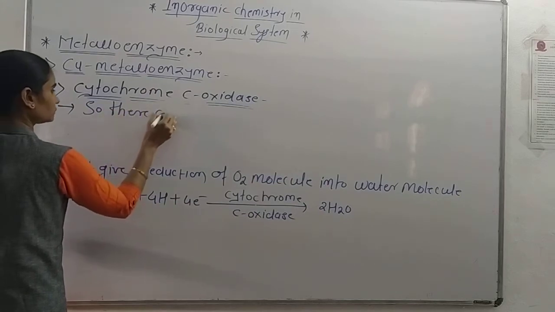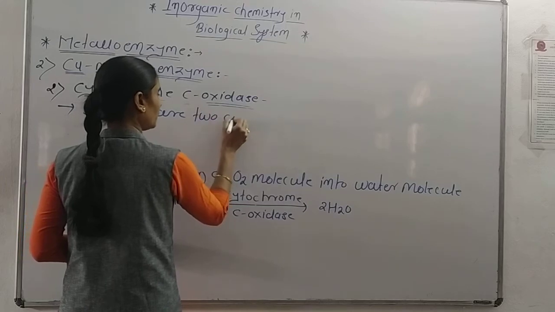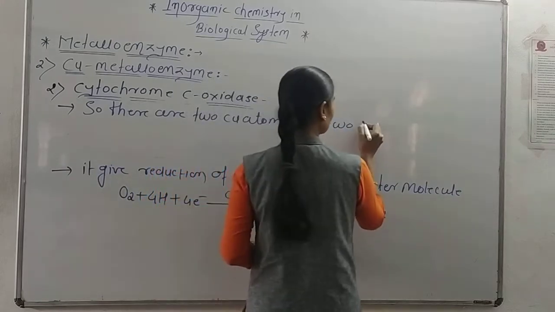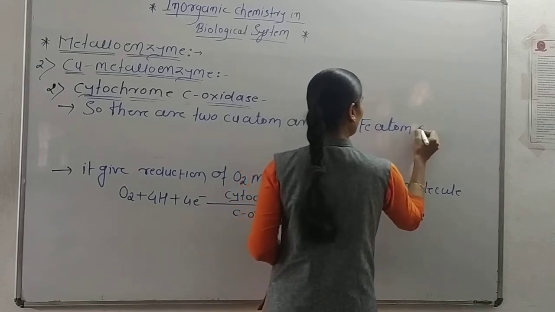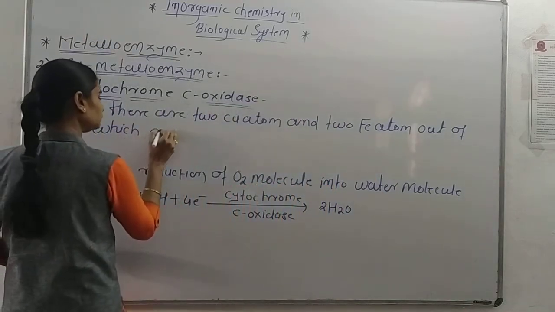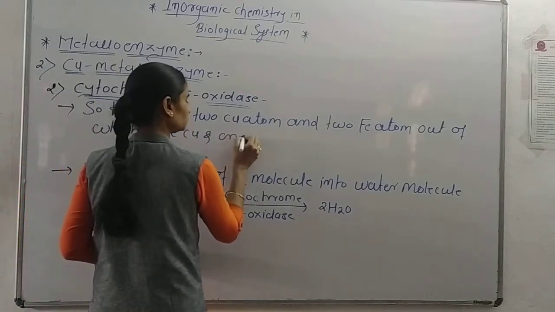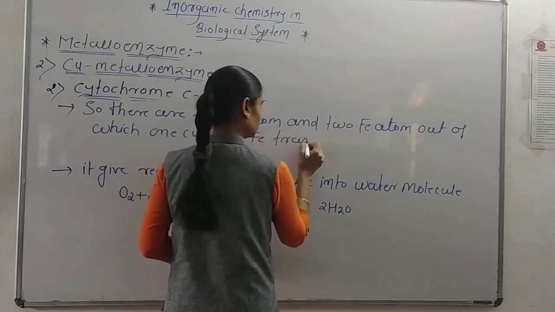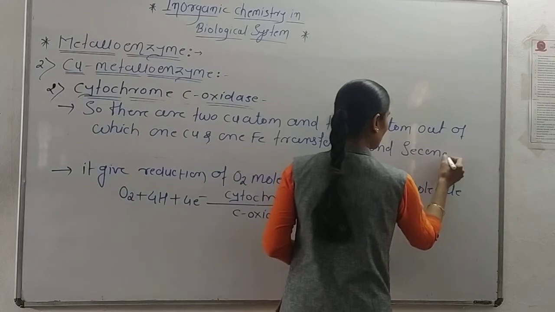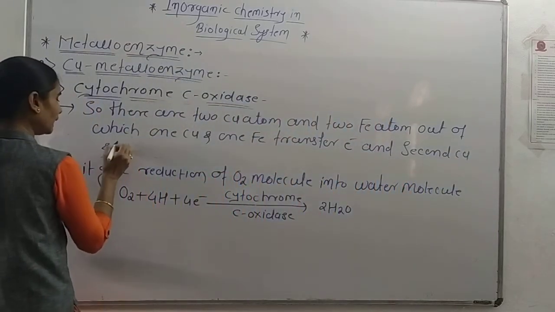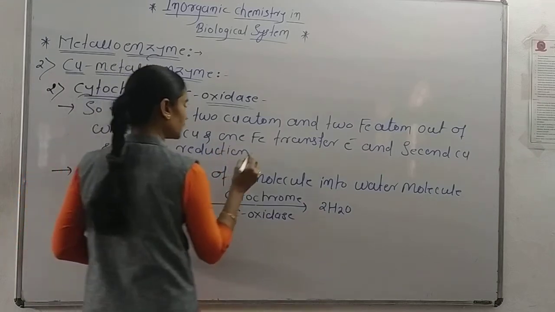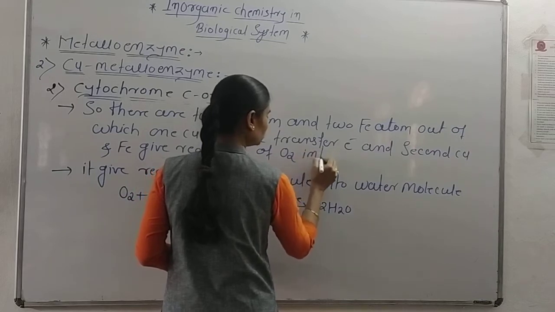So there are two copper atoms and two Fe atoms, out of which one copper and one Fe transfer electrons, and the second copper and Fe give the reduction of oxygen molecule into water molecule.